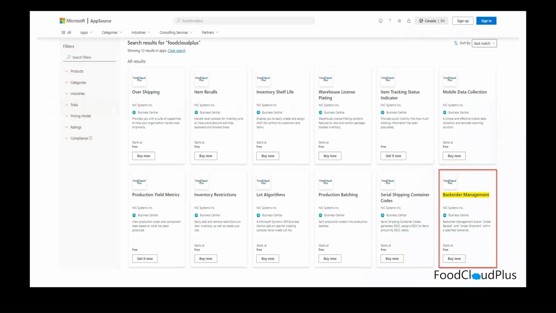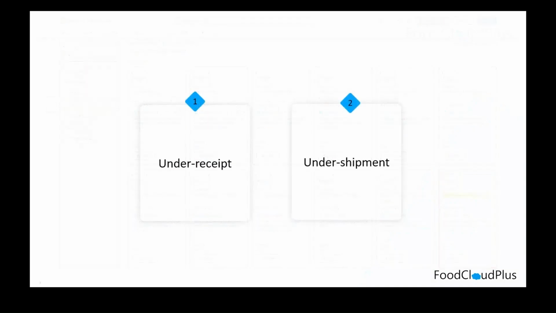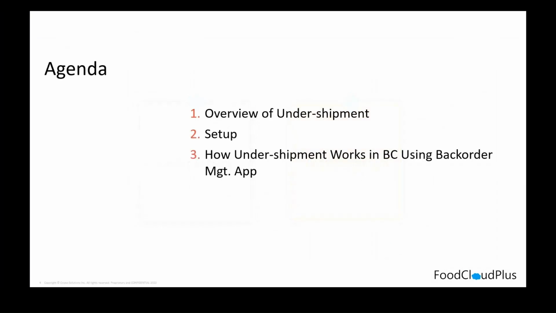The Backorder Management app by Food Cloud Plus allows users to create and manage under receipt and under shipment tolerance policies between themselves, their vendors, and their customers. Backorder Management has two primary components, and in this video, we'll be going over the under shipment functionality. We'll go through an overview of what under shipments is, how to set it up, and how under shipment works in Business Central using the Backorder Management app.